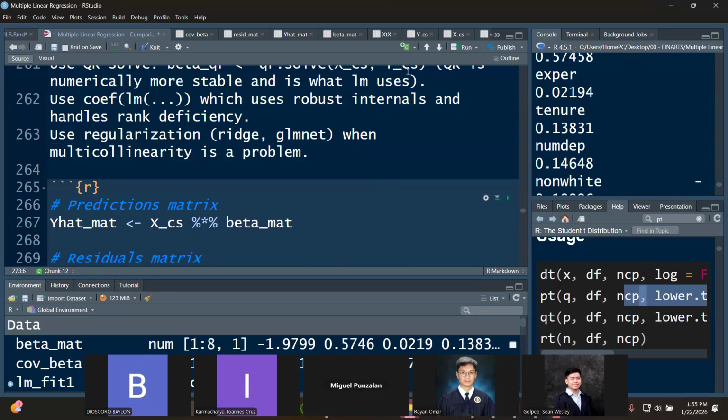Okay. So far, class, what we have done is to compute for your beta. This is your predicted value. Now, we need to test, class, if your betas, the parameters, your predicted values, are statistically significant. So how do we do that?